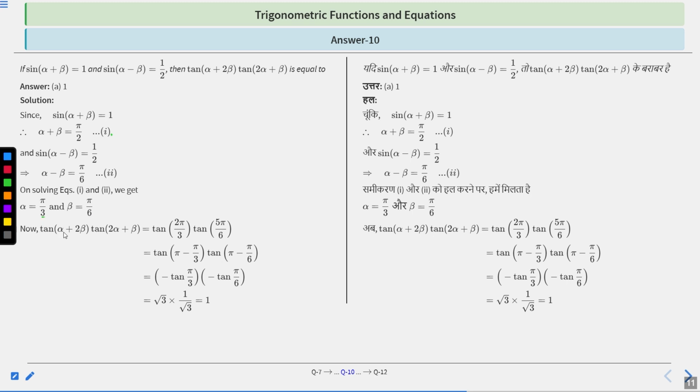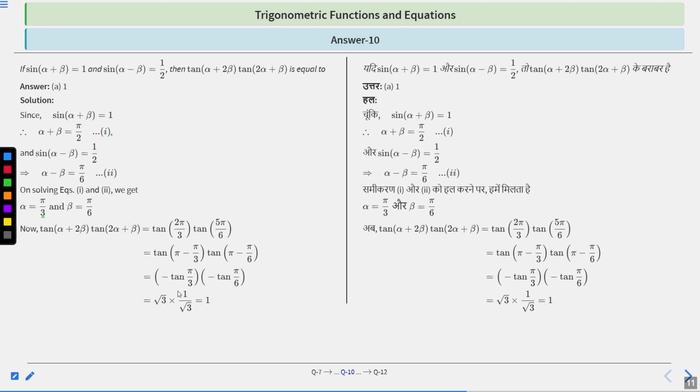Now we can put the value of alpha and beta here. Now tan (alpha plus 2 beta) into tan (2 alpha plus beta), by putting the value of alpha and beta, will be tan 2 pi by 3 into tan 5 pi by 6, which is equal to tan (pi minus pi by 3) into tan (pi minus pi by 6), which is equal to minus of tan pi by 3 into minus of tan pi by 6, right?